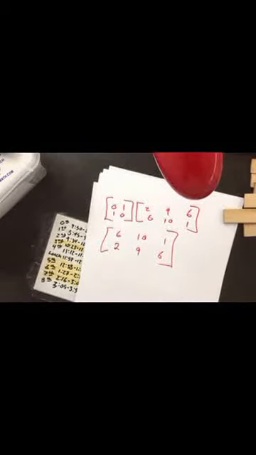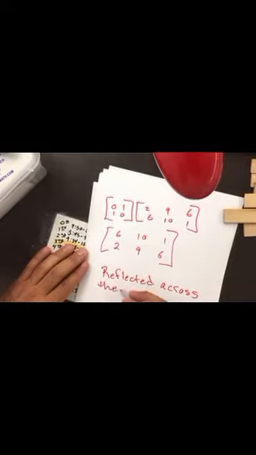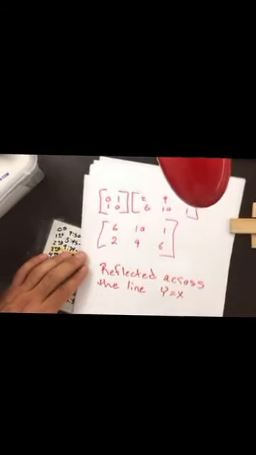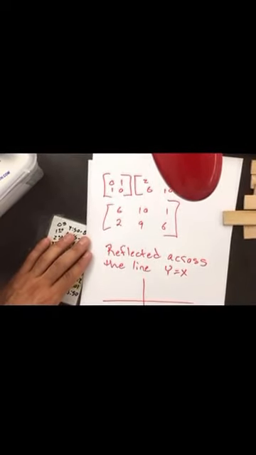All right, so this is one of the more complicated ones. I really shouldn't have done it first, so I apologize. But what's happening with this one is it's reflected across the line y equals x.